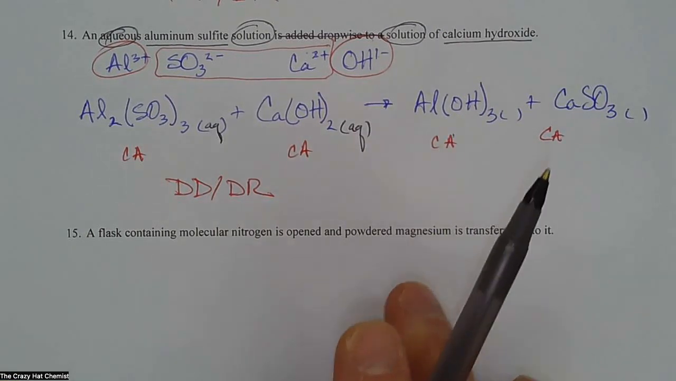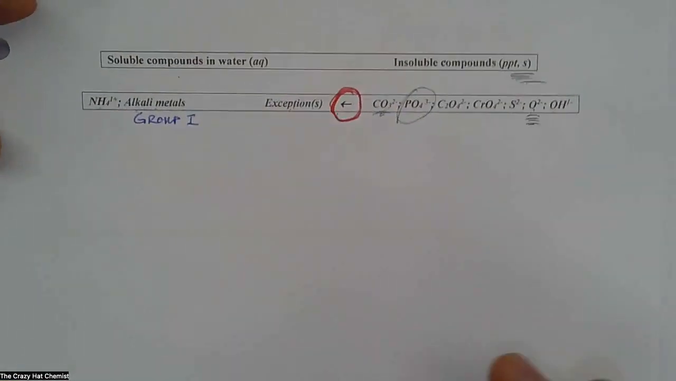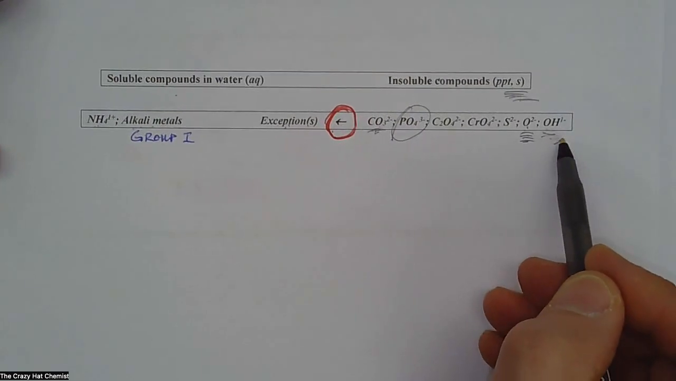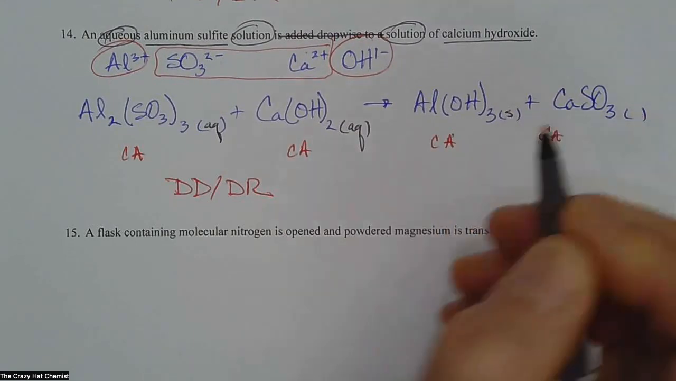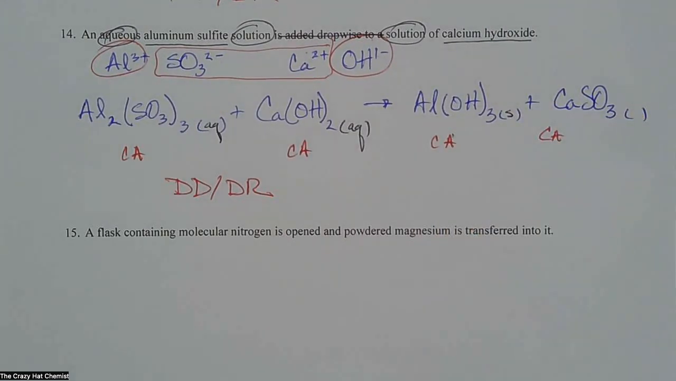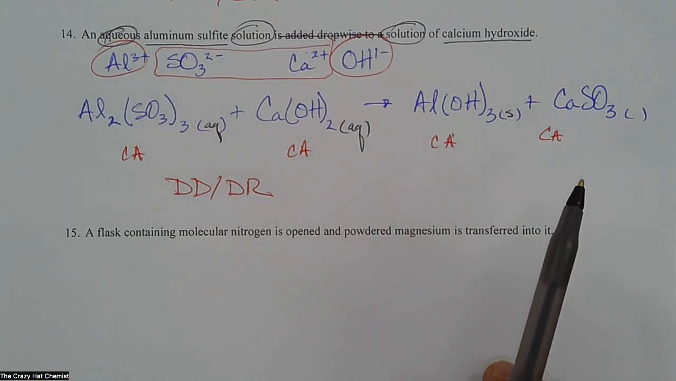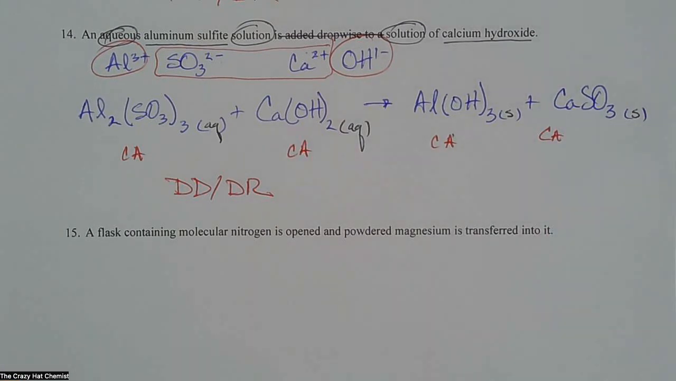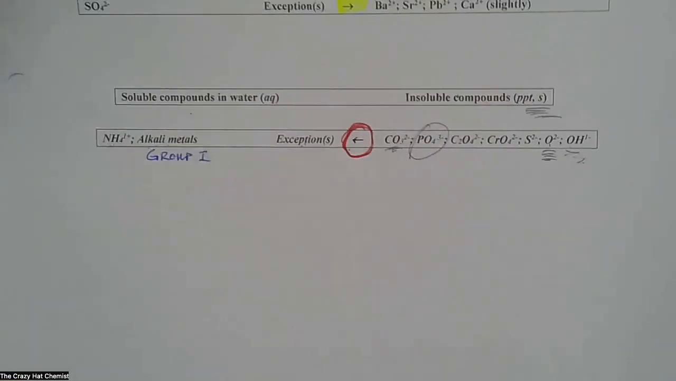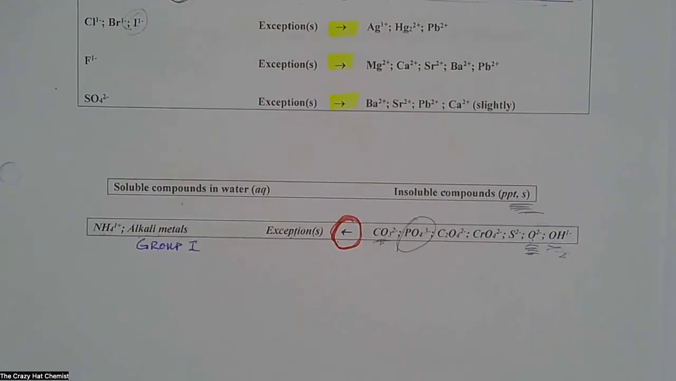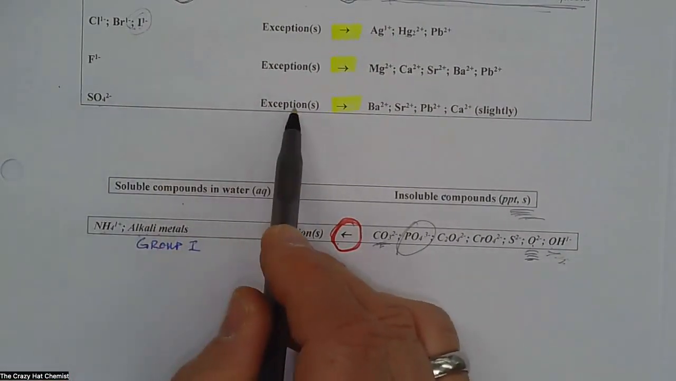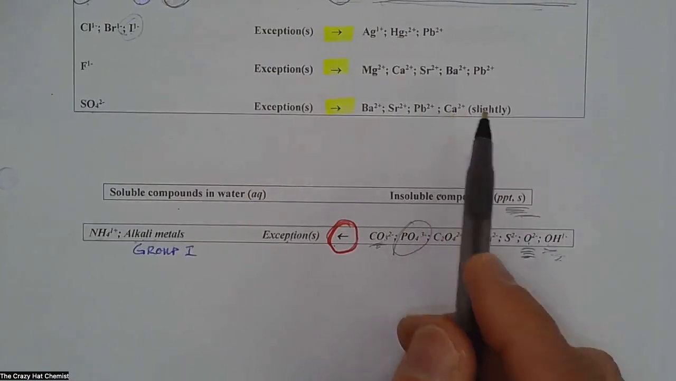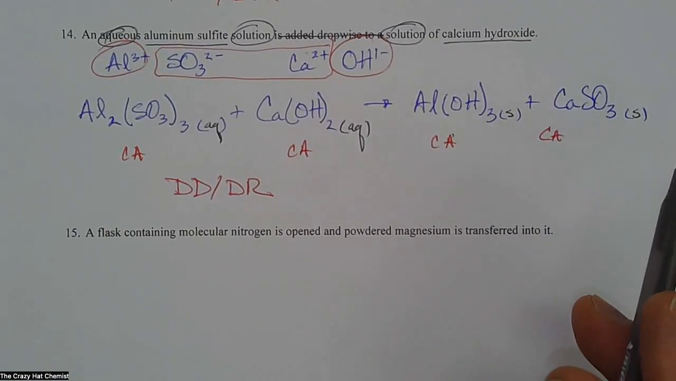So aluminum hydroxide, look at my solubility rules, and that is hydroxides are insoluble except for ammonium ion and alkaline metals, of which this is not. So this is a solid. And then calcium sulfite. I don't actually have sulfites on here, but this is actually going to be a solid as well, and it kind of follows these rules. The sulfate rules are right here. Sulfites and sulfates are very similar, and it says slightly. So we're going to say that this is a solid.